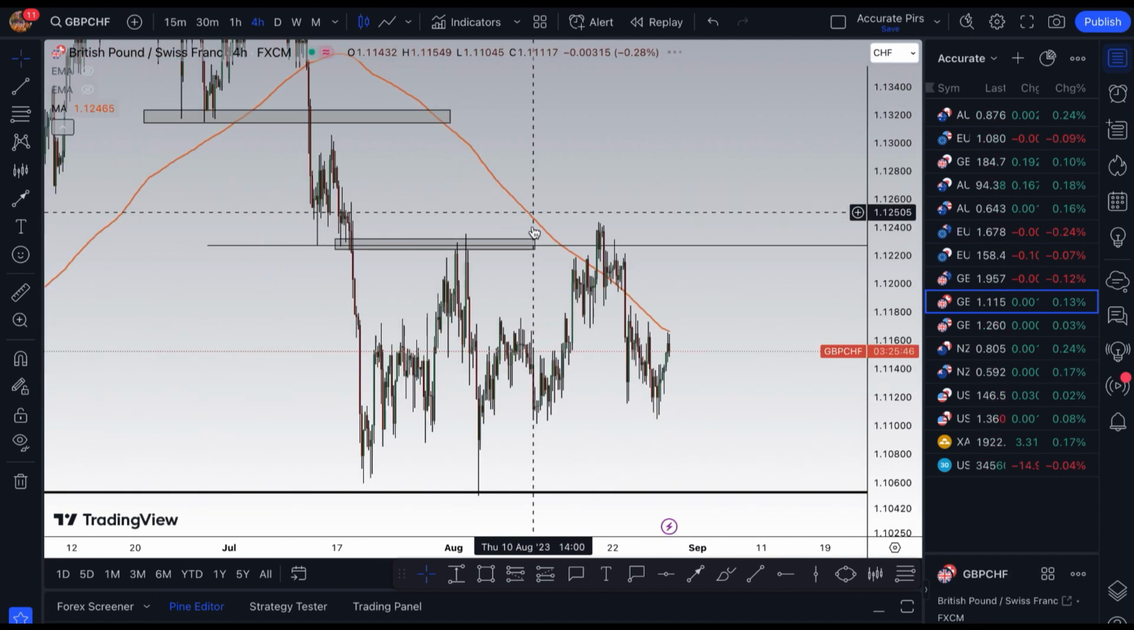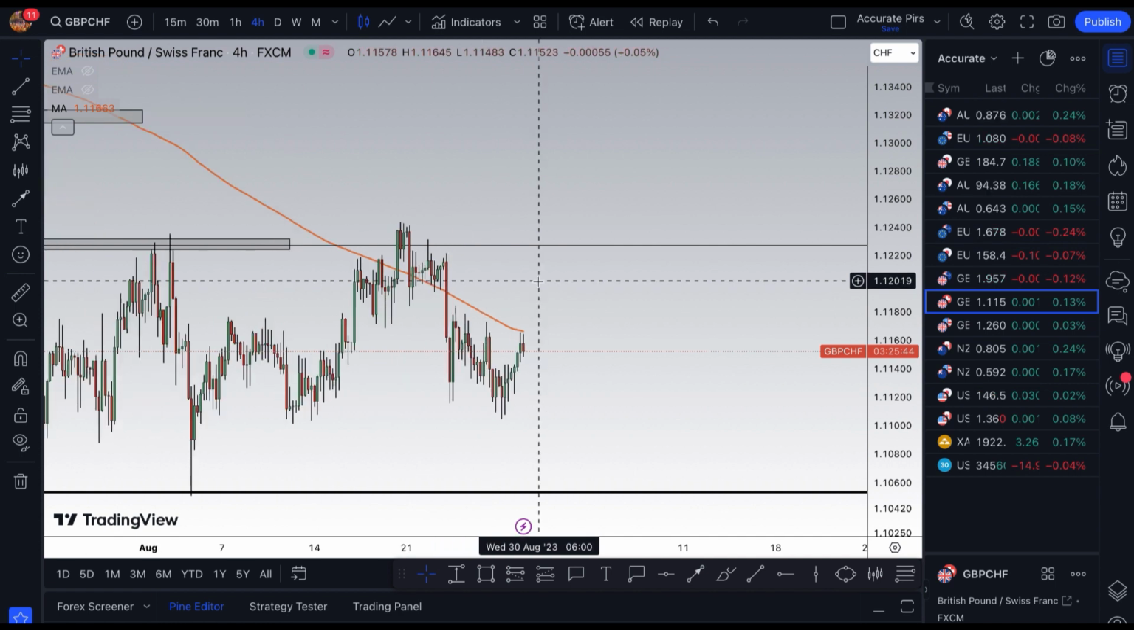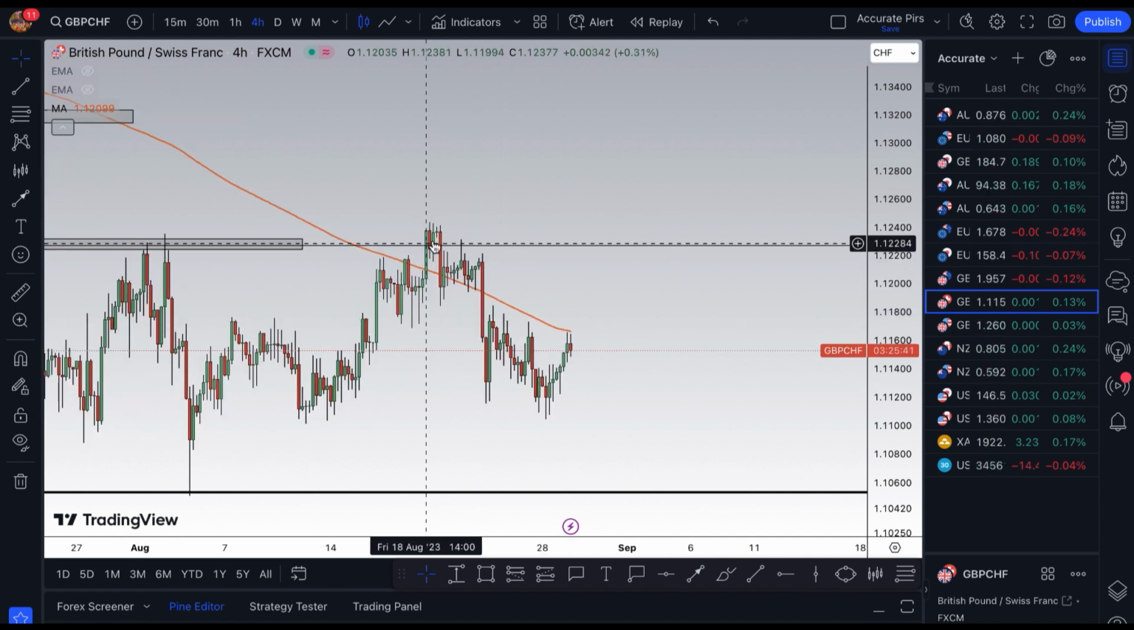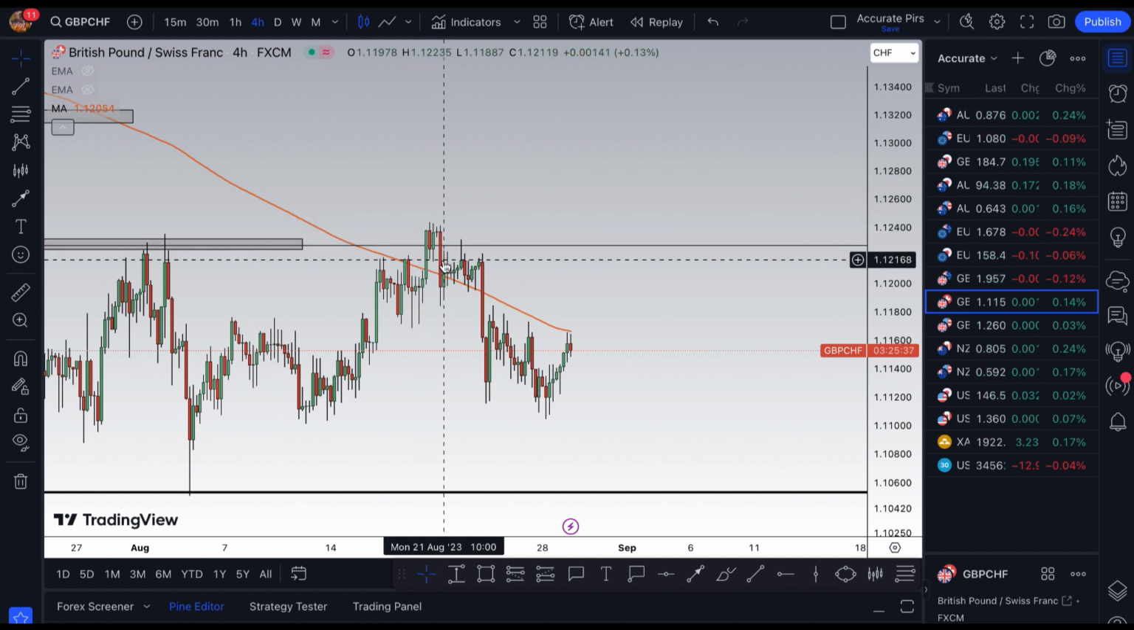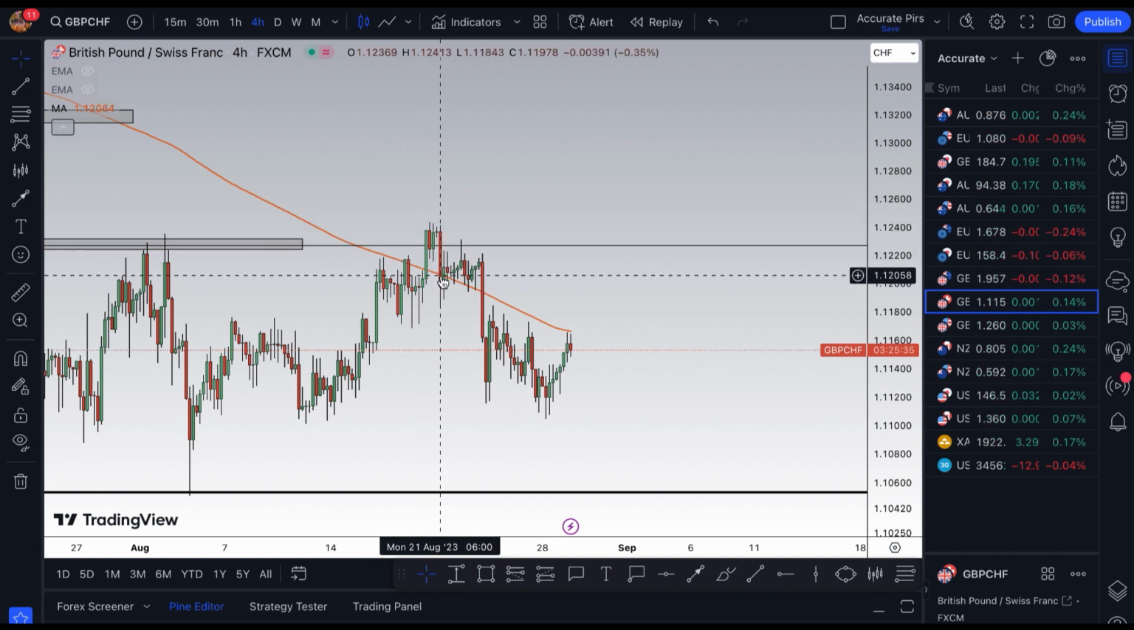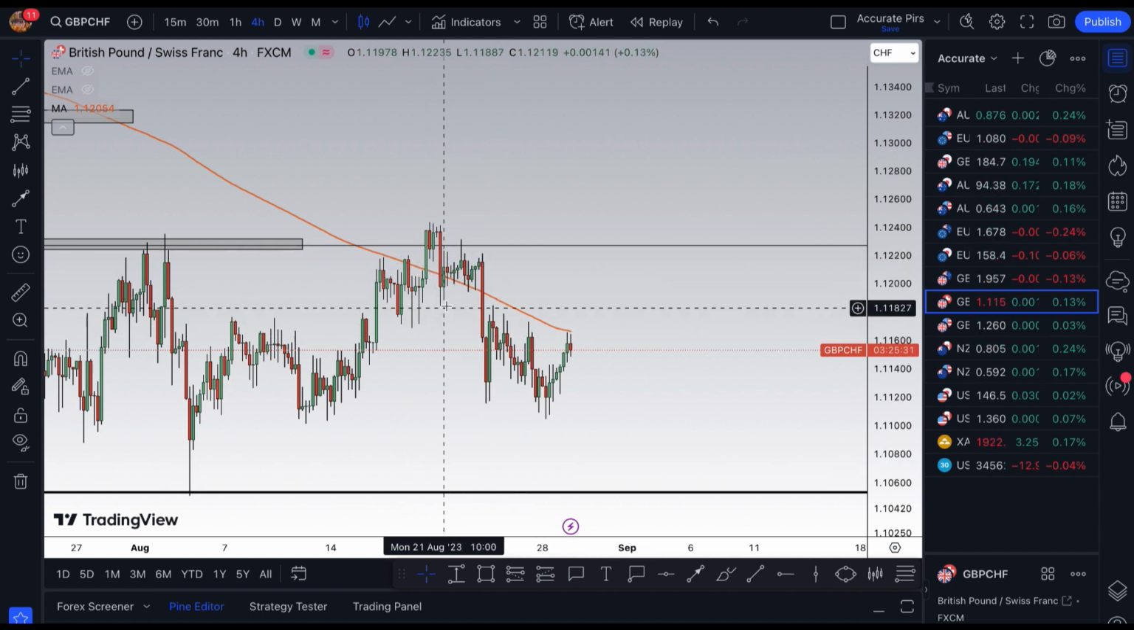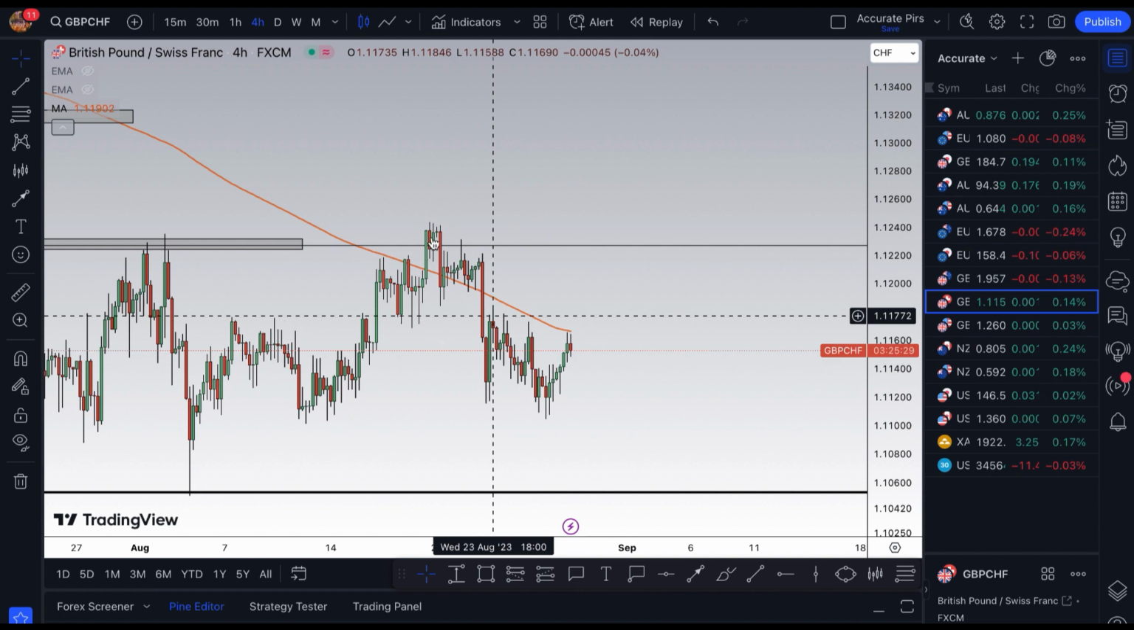GBP CHF. So originally with CHF, I wanted the market to come towards this resistance level here, so we could get in for a sell, which it did. But I still did not take that trade because it happened on a Monday, but I was a bit hesitant and did not take it. But you can see we did get that push towards the downside, what I was expecting.